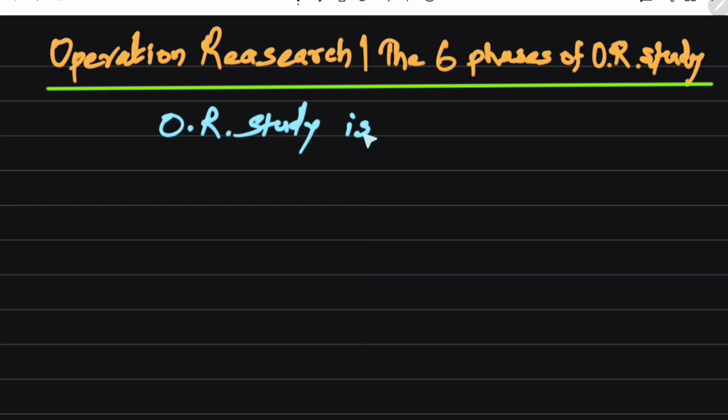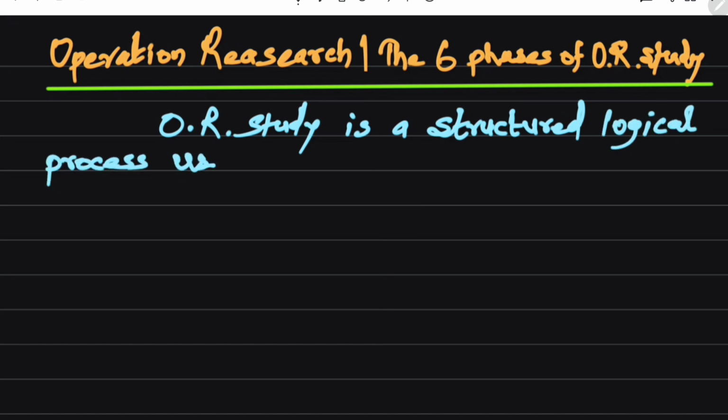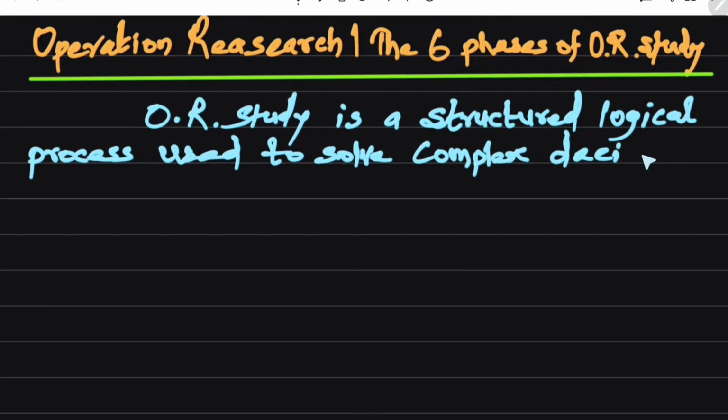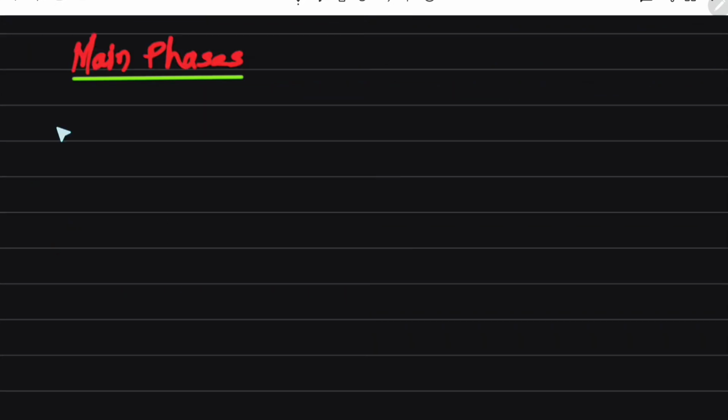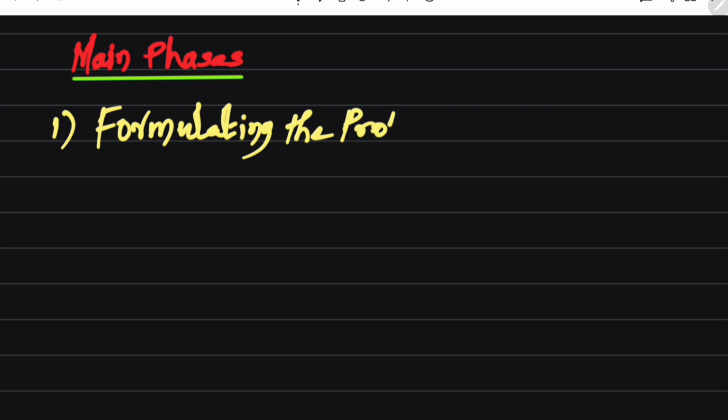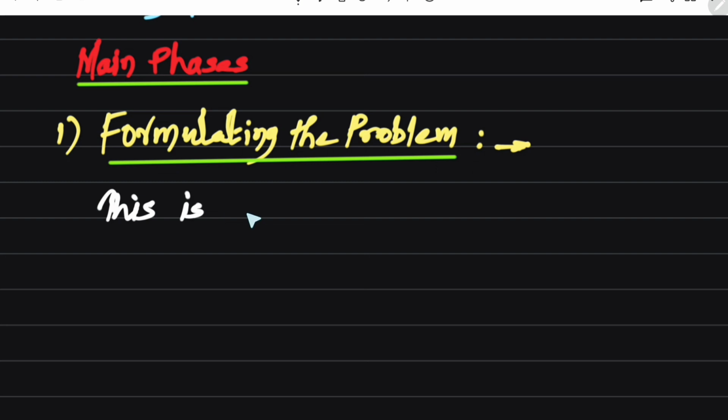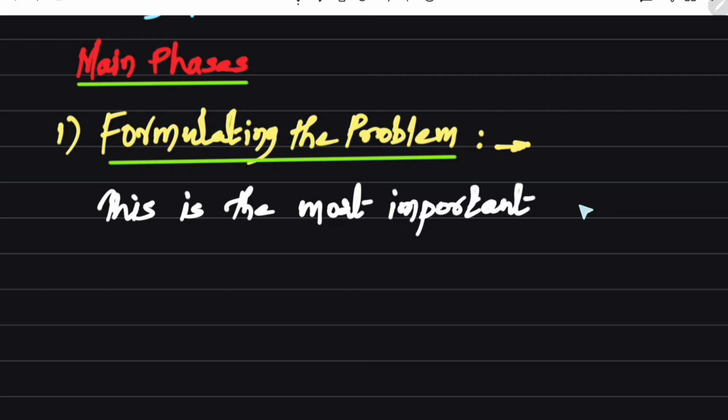OR study is a structural logical process used to solve complex decision making problems. There are total 6 phases. Phase number 1 is formulating the problem. This is the most important step from those 6 steps.